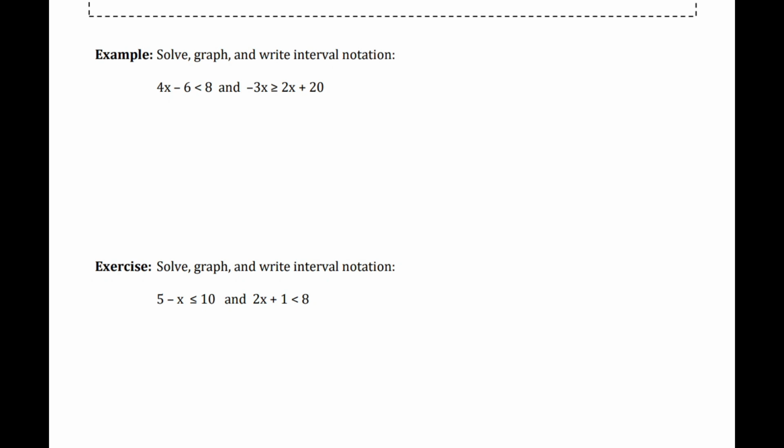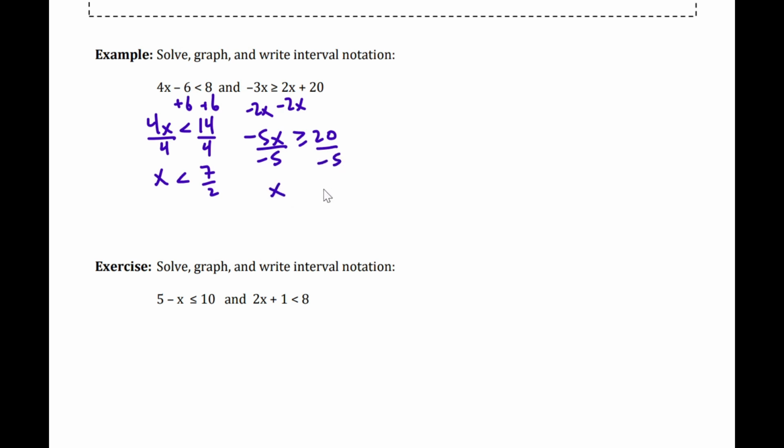And we have a couple more, so we'll do the same. We'll solve by isolating x, so we'll move that 6 over, and we'll divide through by the 4 on both sides, and simplify the fraction there, so 7 halves. Then on this one, we'll move all the x's to one side, then we divide both sides by the negative 5. So it gives us a negative 4. Of course, we have to flip the inequality.